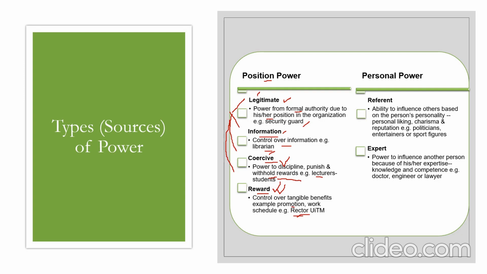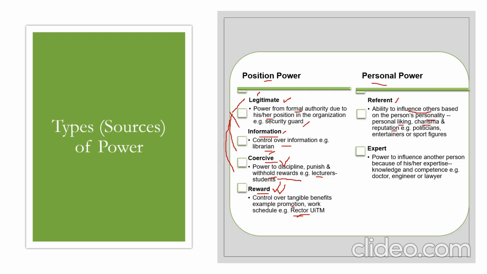Now let's move to the next type of power or the next main source of power, that is personal power. By the word personal here, it means that the power that a person possesses or a person has not because of position holds, but it is more on the characteristic of that person. Okay, the first type of personal power is the referent power. It is the ability to influence others based on the person's personality, such as the personal liking, charisma, and reputation.